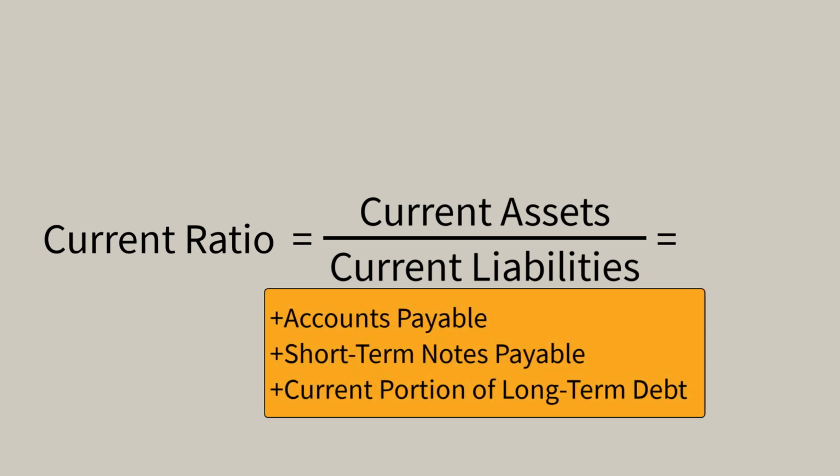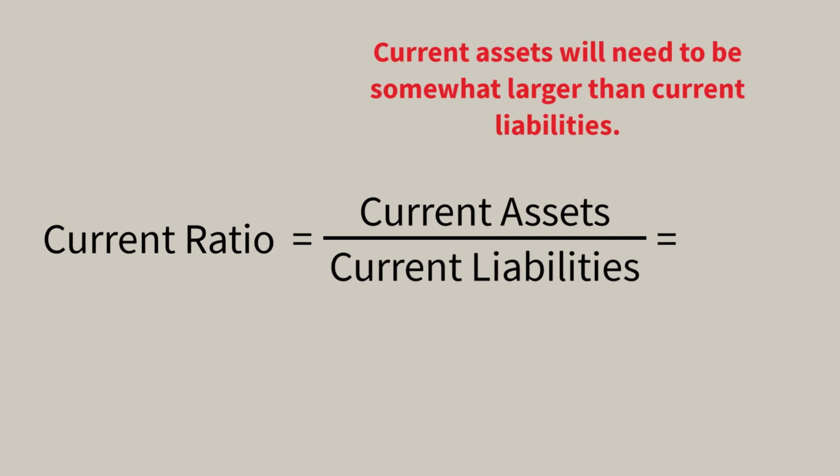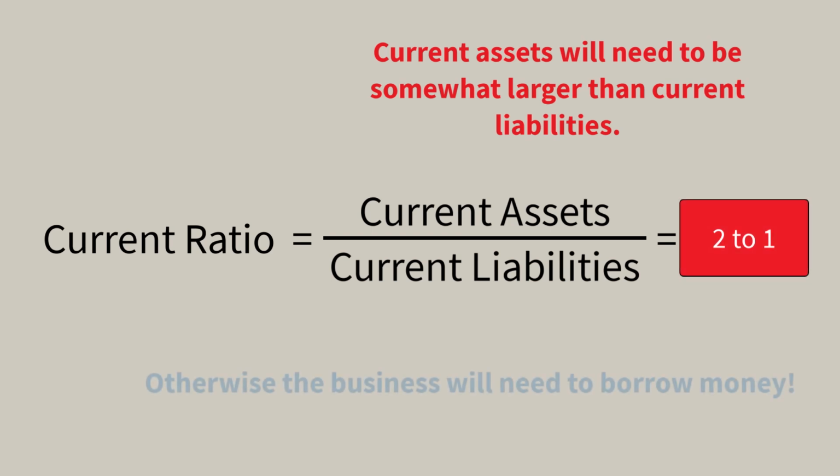Current liabilities are all the liabilities that will be paid within the next 12 months. Examples of current liabilities are accounts payable, short-term notes payable, and the current portion of long-term debt, meaning the next 12 payments of a long-term loan. The purpose of this ratio is to evaluate a business's ability to pay its bills within the upcoming year, or will the business need to borrow money to pay its bills in the next year.